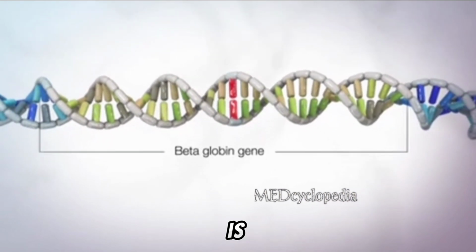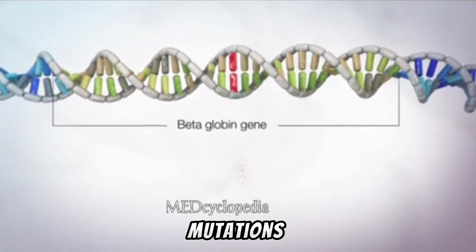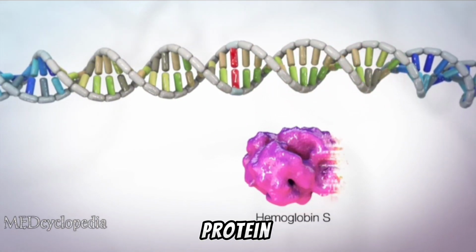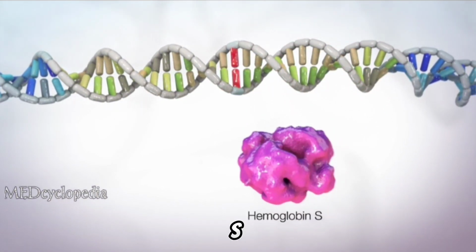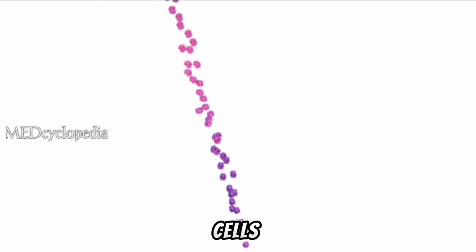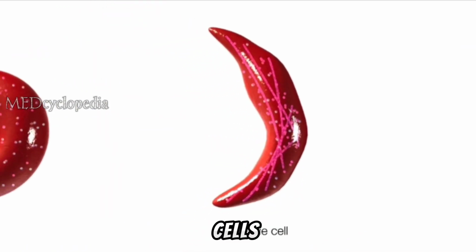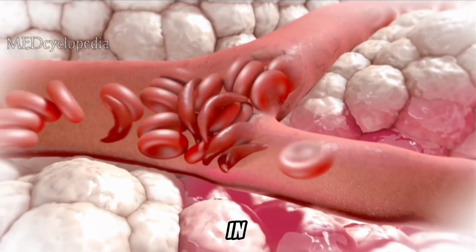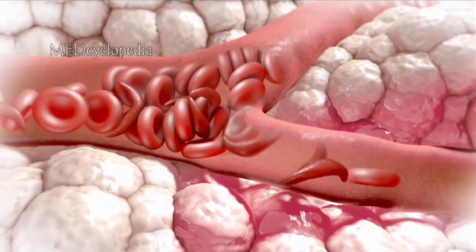Sickle cell disease is a genetic disorder caused by mutations in the beta-globin gene that leads to faulty hemoglobin protein called hemoglobin S. Hemoglobin S changes flexible red blood cells into rigid sickle-shaped cells. These sickle cells can block blood flow and result in pain and organ damage.